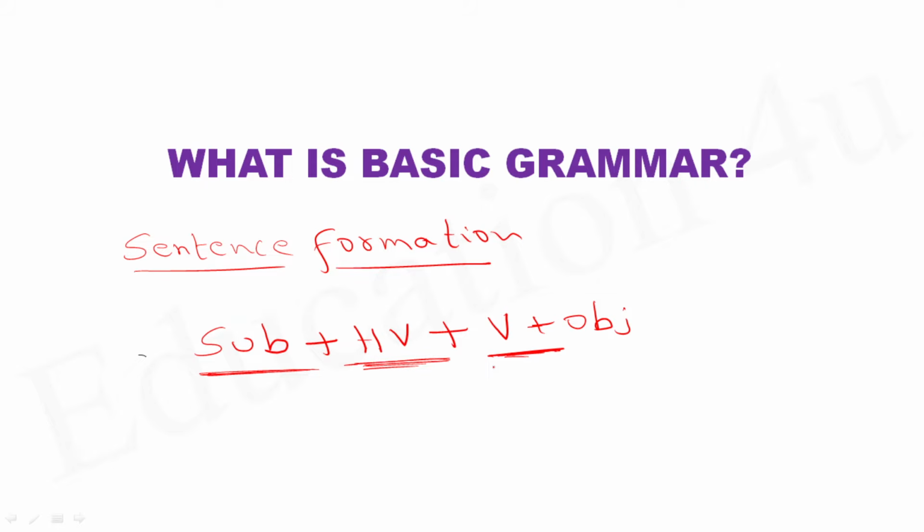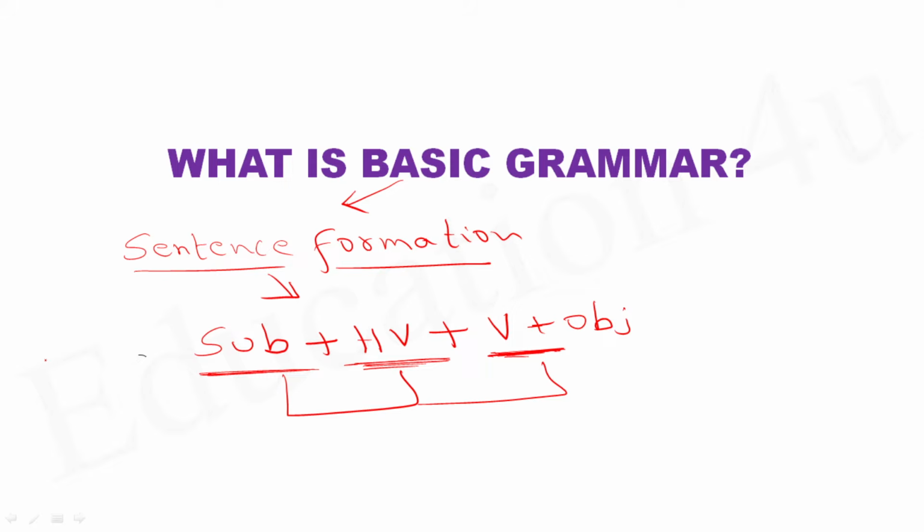Okay, sir, you have explained very clearly. Basic grammar is all about sentence formation, step number 1. Step number 2, what is sentence formation? We need to understand the relationship between subject and helping verb and also the relationship between helping verb and verb. So in one way, there are three key elements: subject, helping verb, verb.